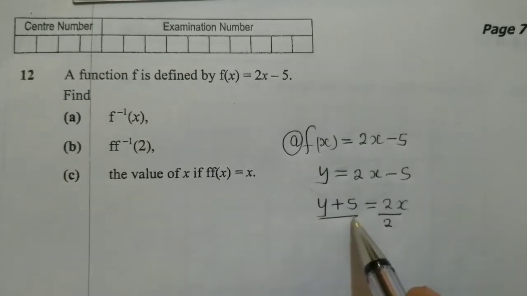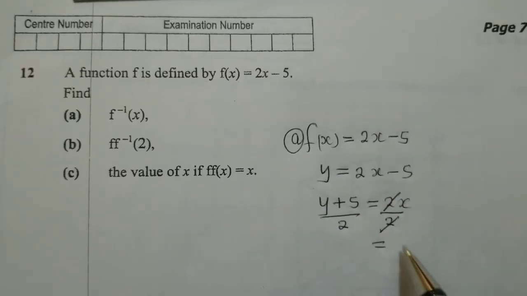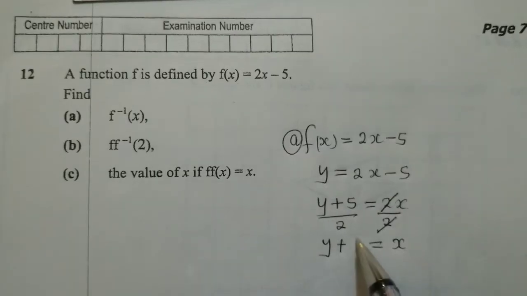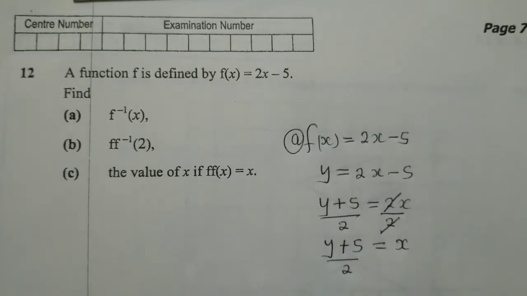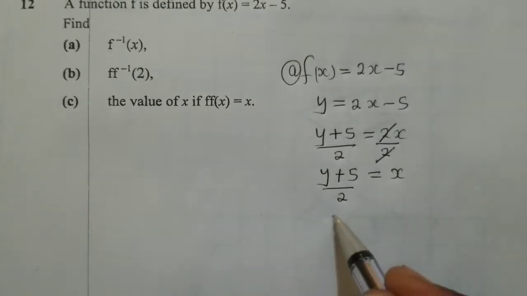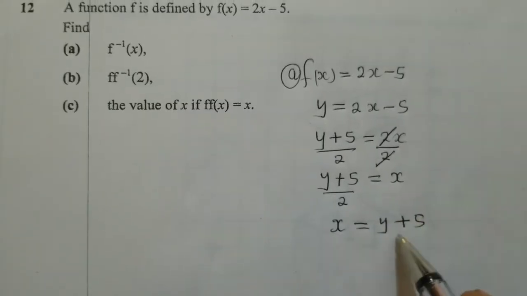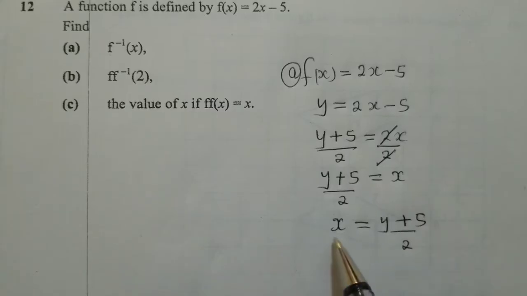We divide by 2, this 2 and the 2 will go. We shall remain with x. And on this other side, we shall have y plus 5 over 2. Just like that. So once we get this, we can even write it as x is equal to y plus 5 over 2. So this and this are just the same. So you can see that x has appeared here.